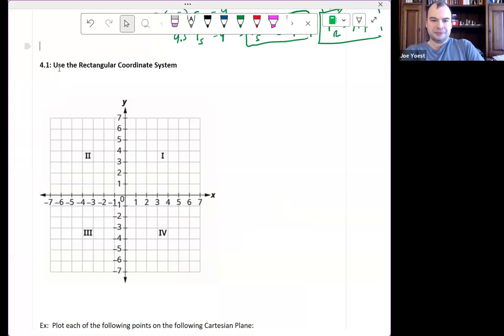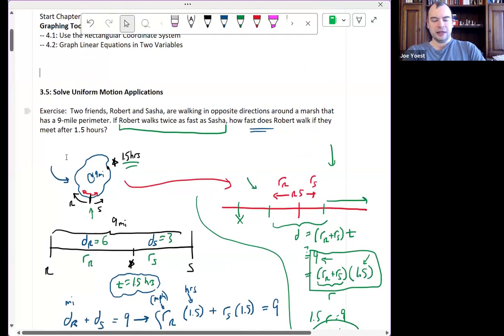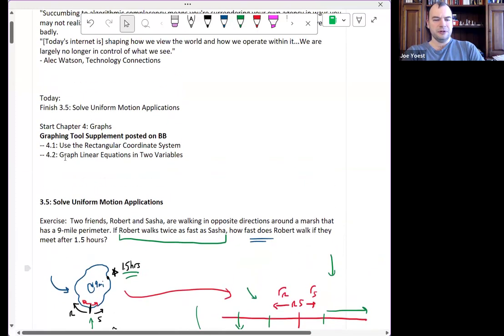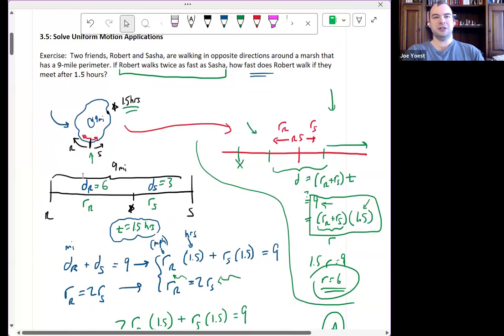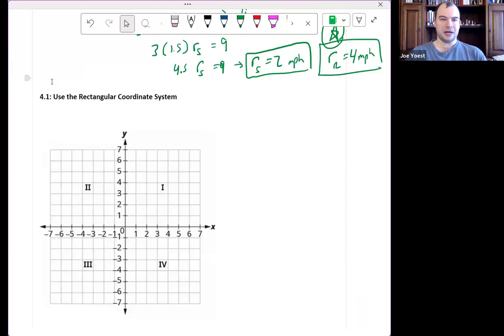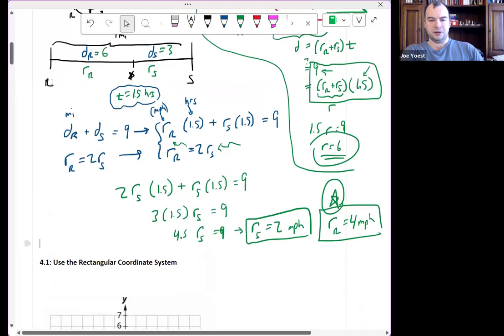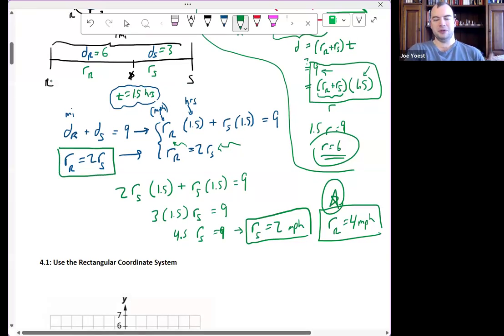So what's the idea of graphing? Up until this point, anytime we've drawn a picture, we've drawn kind of a schematic diagram like this. But for the most part, we've just worked, like we saw here, with algebra, basically with numbers. We have multiple ways of representing relationships between variables or between numbers. One is algebraically, like something like this: the relationship between two variables, say Robert's rate and Sasha's rate.